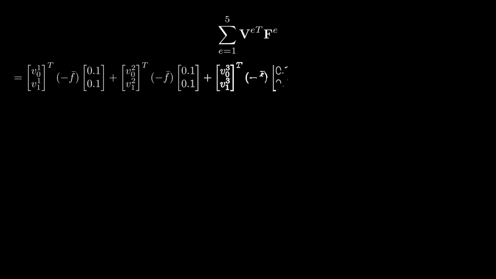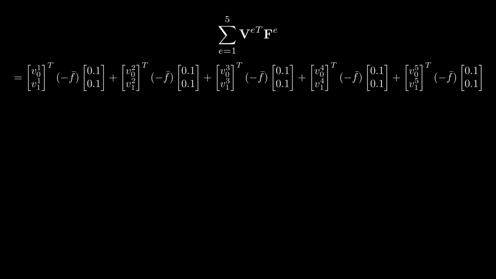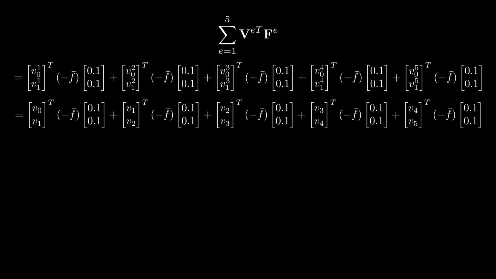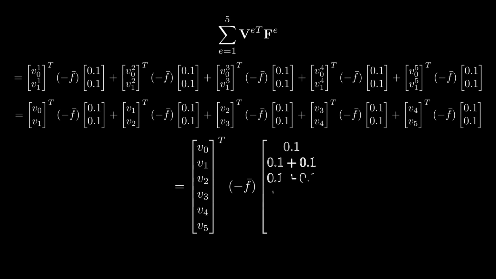We finally assemble the global vector f from the element vectors Fe. To this end, we consider the right-hand side of the discretized weak formulation. We expand it. We relate the nodal values at the element level to the nodal values at the global level, and finally assemble the global vector f.